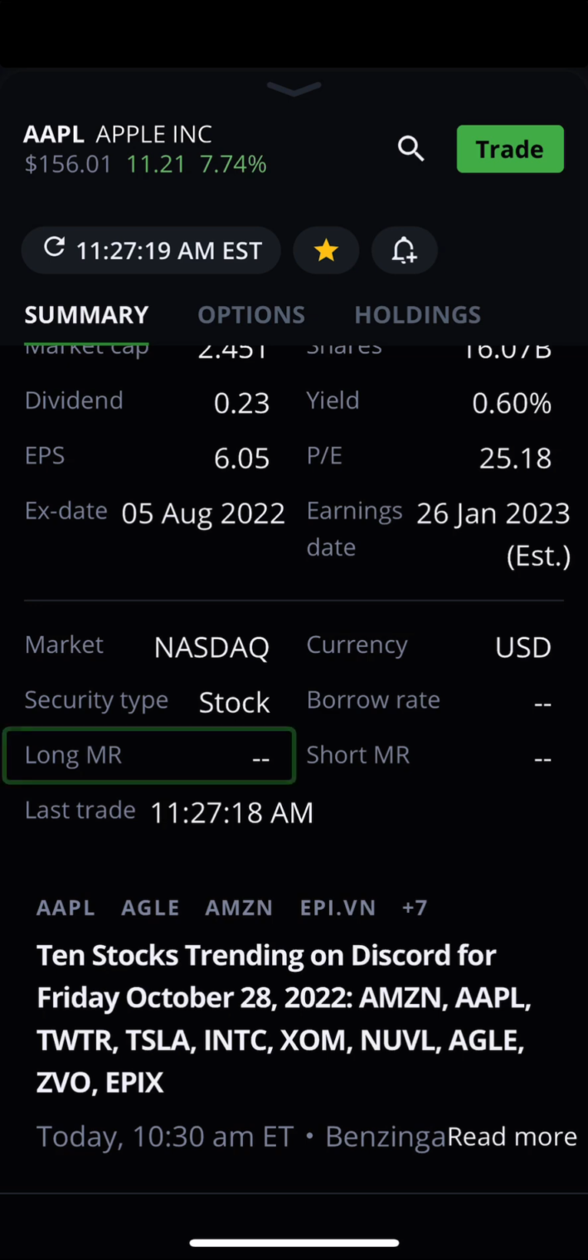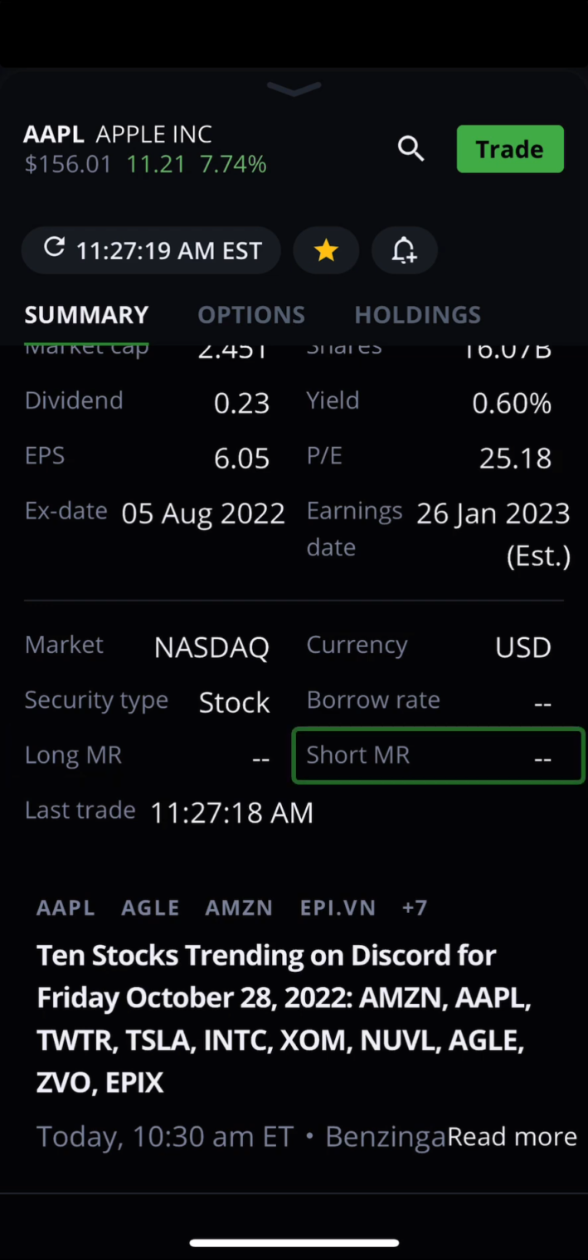Long MR, or long margin requirement, is the percentage of the value of the trade you need to have as buying power in order to enter a long position. Buying on margin means borrowing money from Questrade to buy a security.